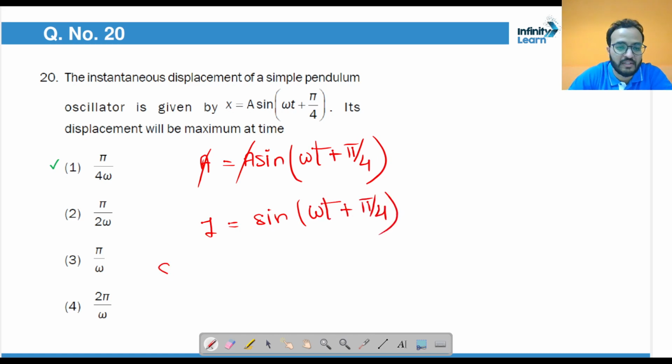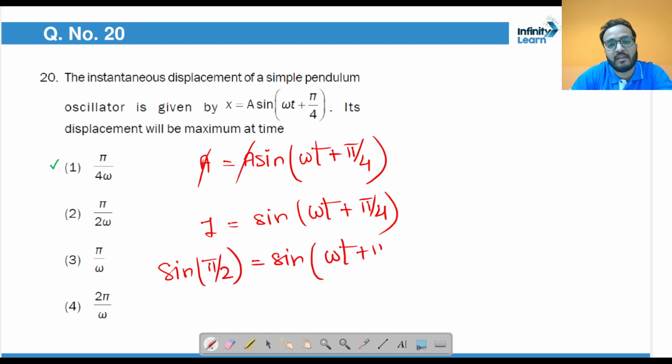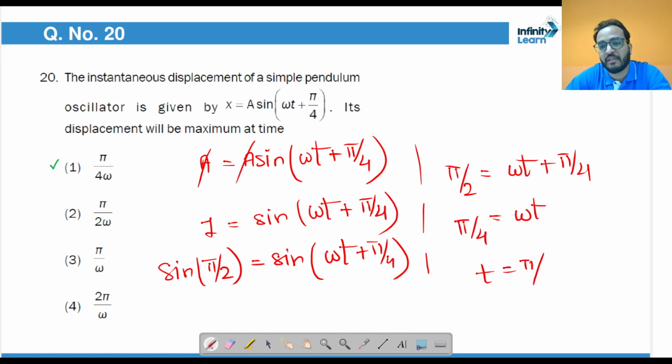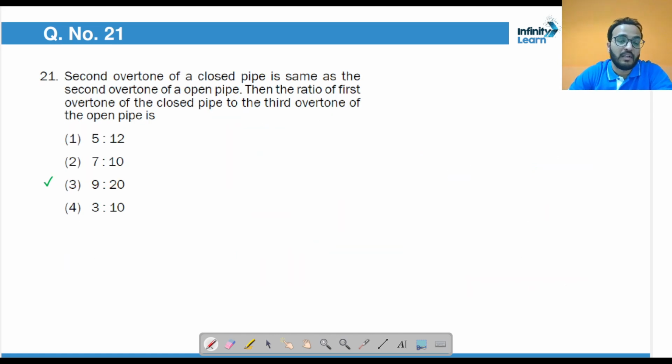But when is sine 1? Sine of pi by 2. Minimum value, sine of pi by 2. Right? So from here on comparison, you can say pi by 2 is equals to omega t plus pi by 4. So pi by 4 is omega t and t is pi by 4 omega. Got it? First option. This is a good one.